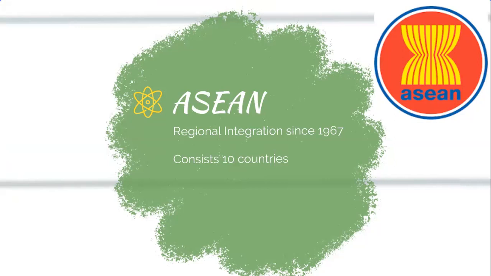Now, furthermore, it consists of 10 members in total. That includes Brunei, Laos, Cambodia, Malaysia, Philippines, Thailand, Indonesia, Myanmar, Singapore, Vietnam, and the ASEAN has been excellent since its inception.